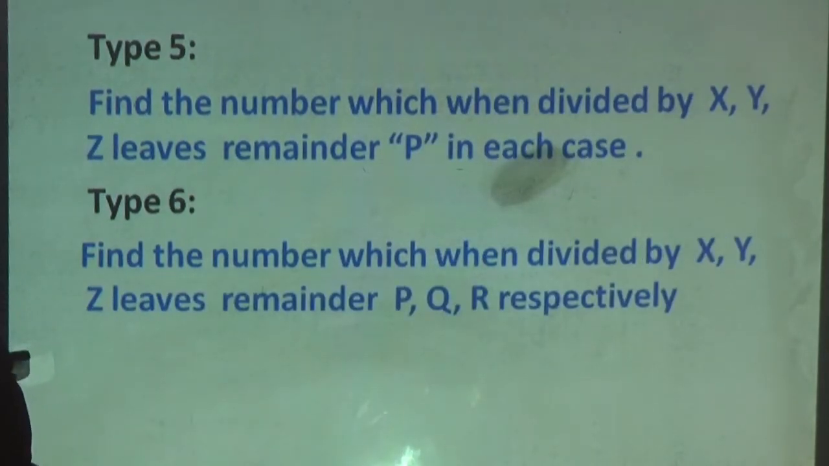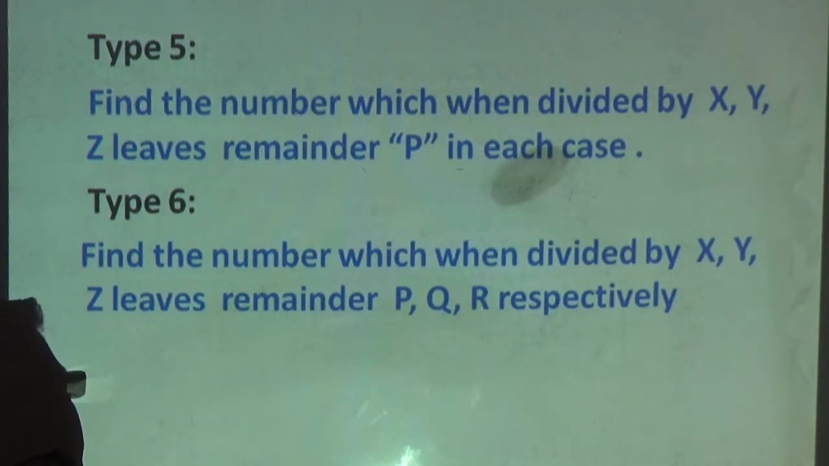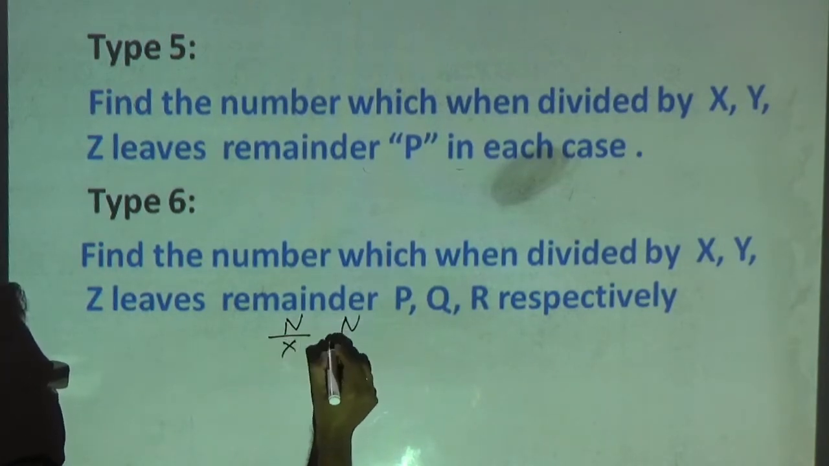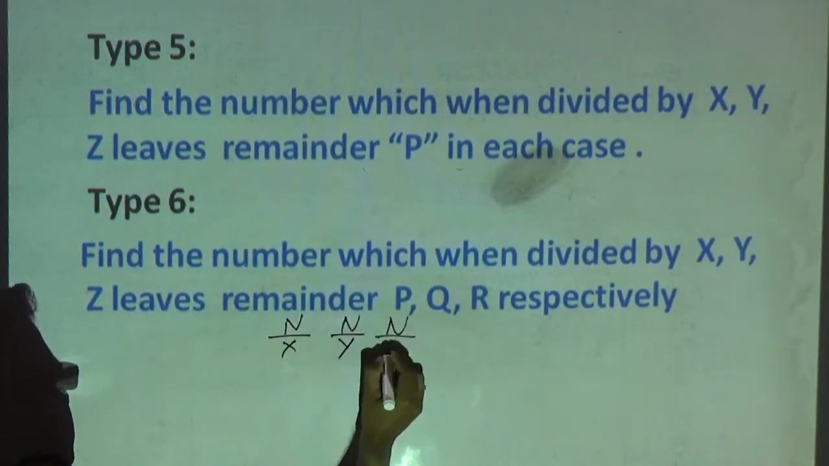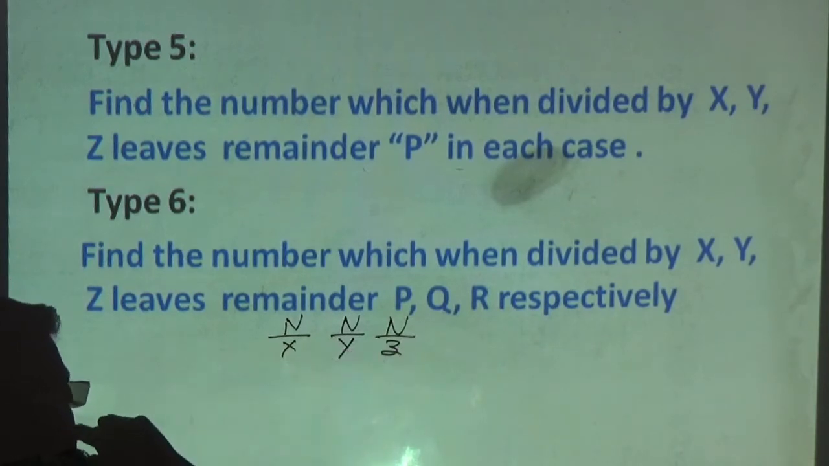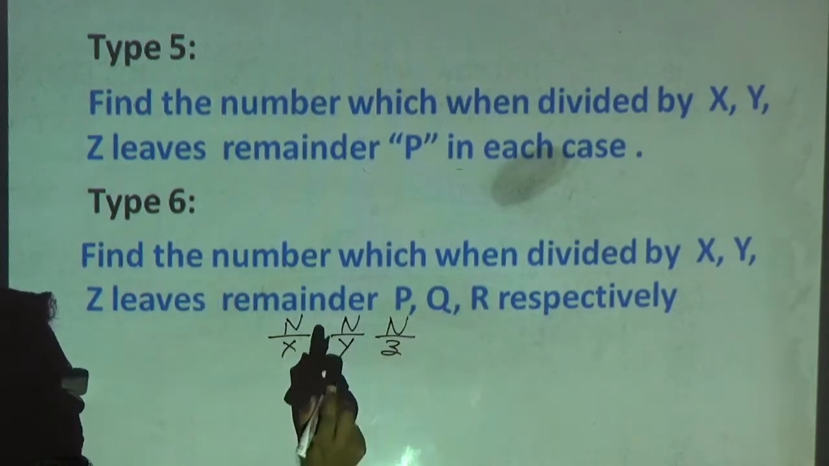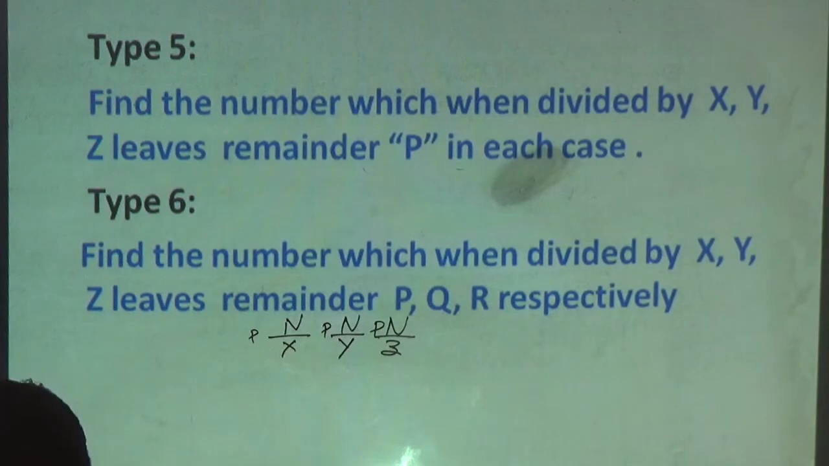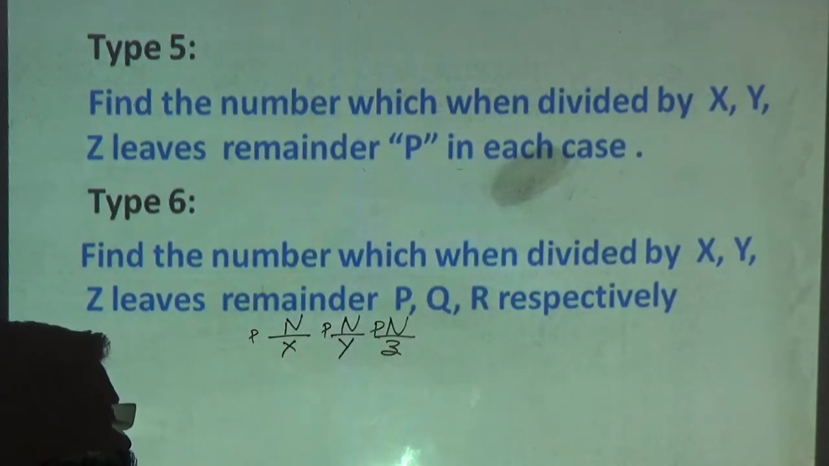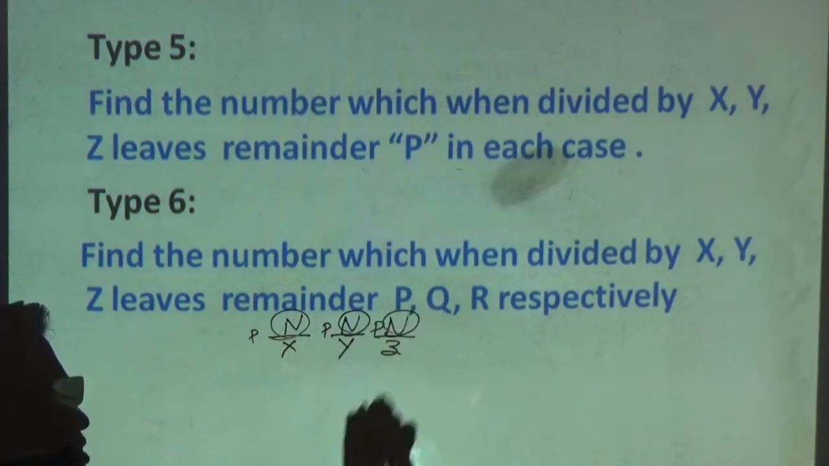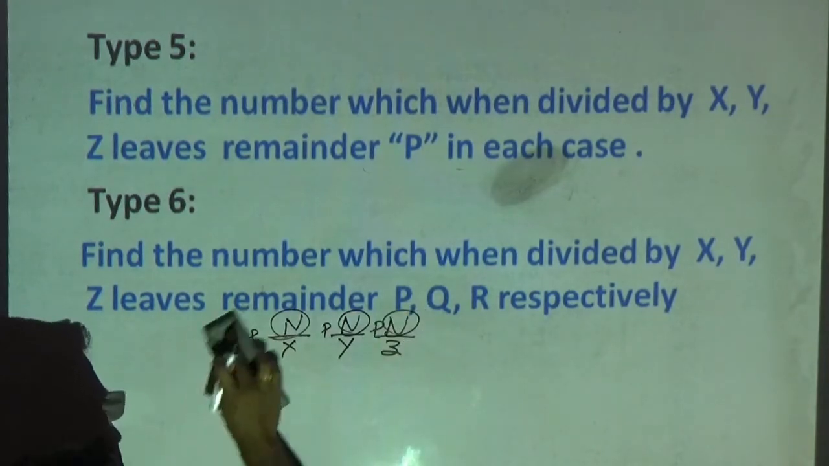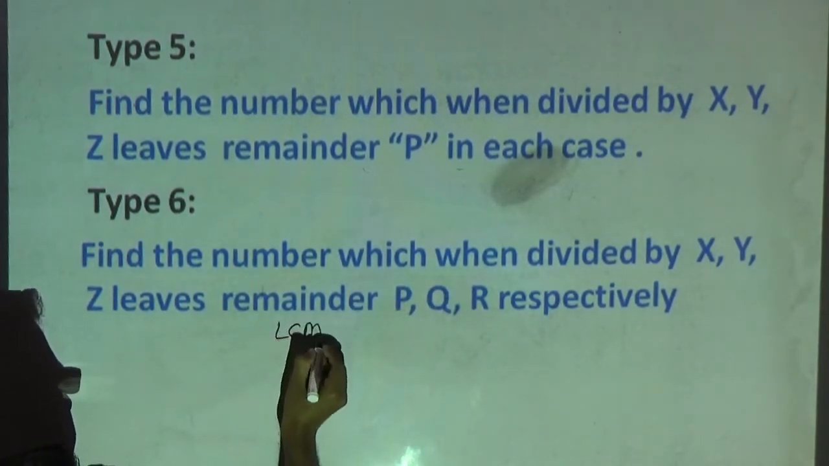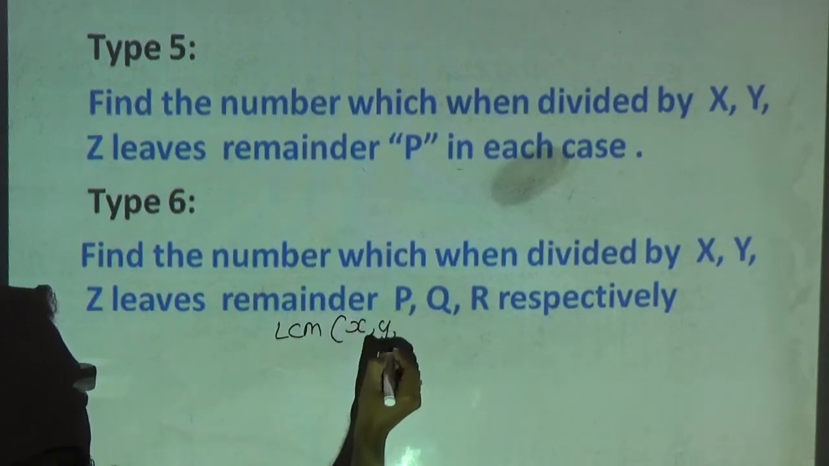Now, type 5. The number which when divided by x, the number which when divided by y, the number which when divided by z leaves a remainder p in each case. Here also the remainder is p, here also p, here also p. The remainder is p in each case. Now where is the number that I want? It is in the numerator. That means I am going to find out LCM of x, y, z.